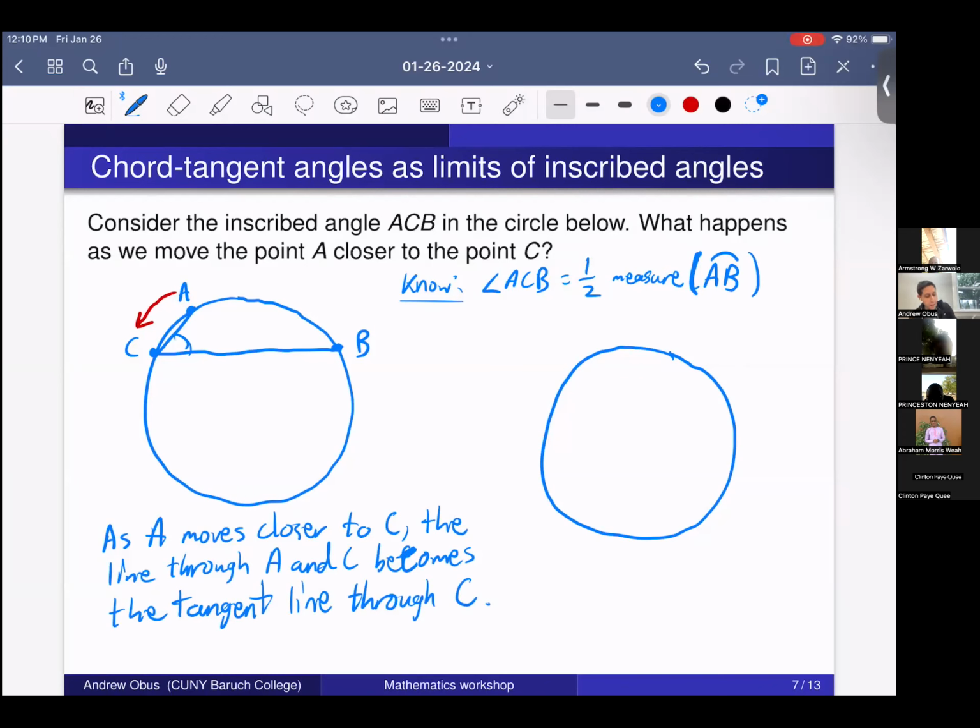So if you've had any calculus, this is kind of saying that the tangent line is the limit of secant lines, which is what you do when you define the derivative. Okay, and if you haven't had calculus, that's fine too. Let me just show what's happening here.